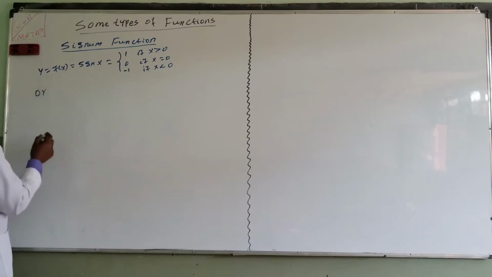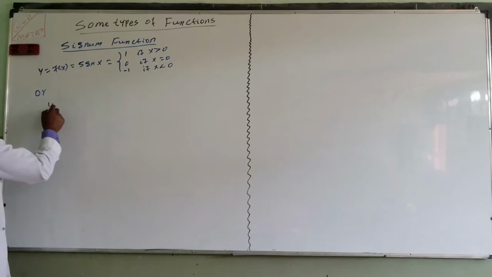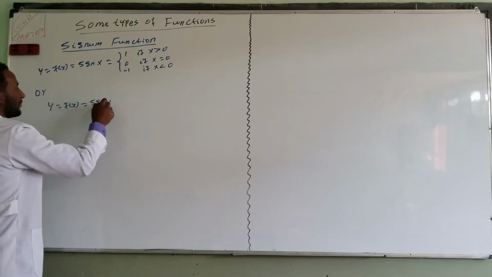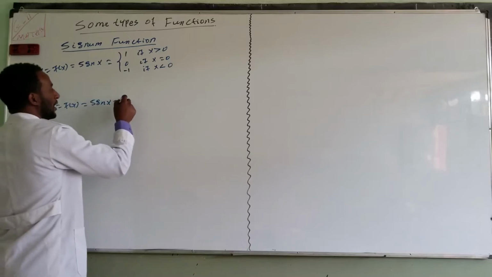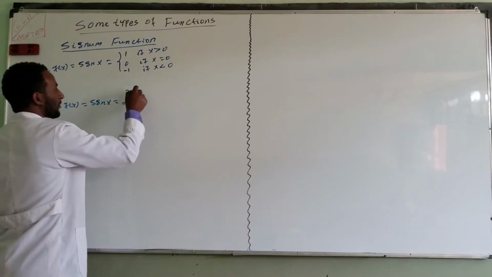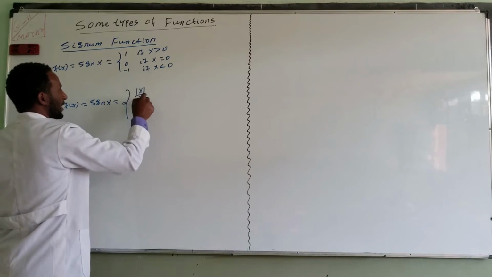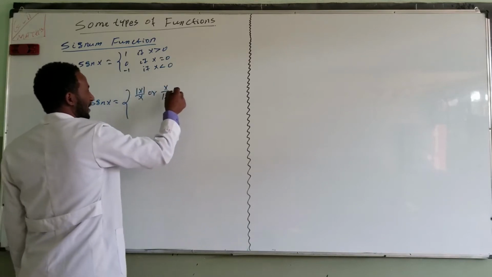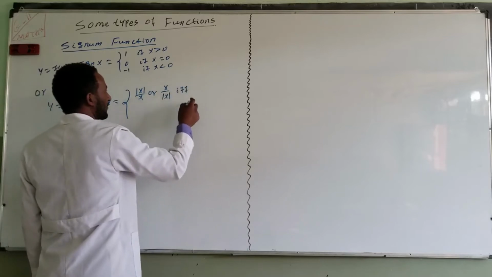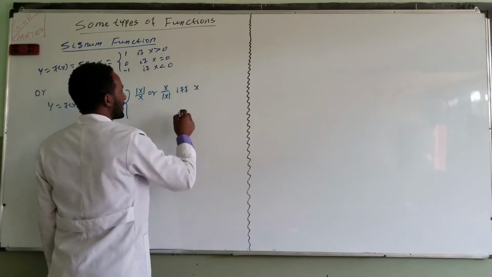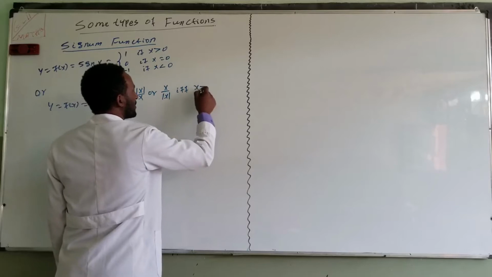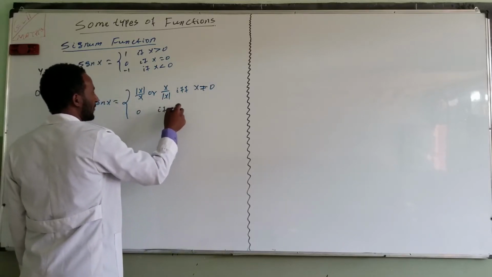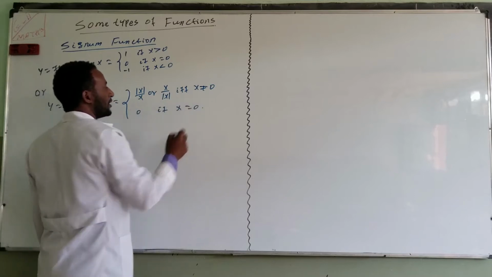The signum function is defined as y is equal to f of x is equal to signum x, which is equal to absolute value of x over x, or x over absolute value of x, when x is different from 0, and 0 if x is equal to 0.